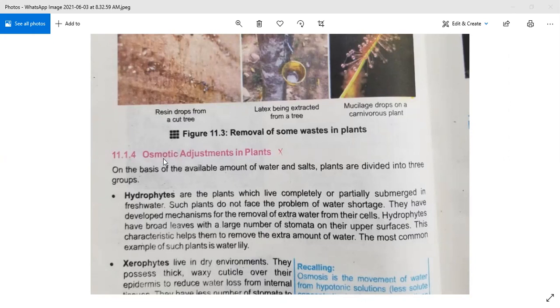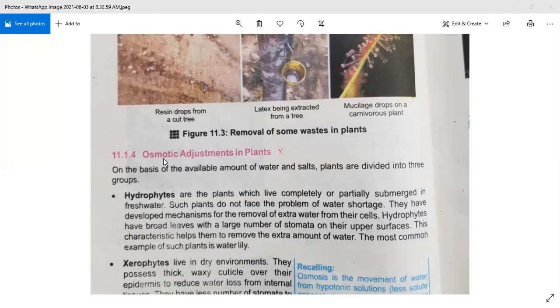Osmosis is a process in which water moves from higher concentration to lower concentration. This is the concentration of water molecules. But in this topic, we will discuss the maintenance of water and salts in the body, because at the start we discussed that homeostasis depends on two factors.